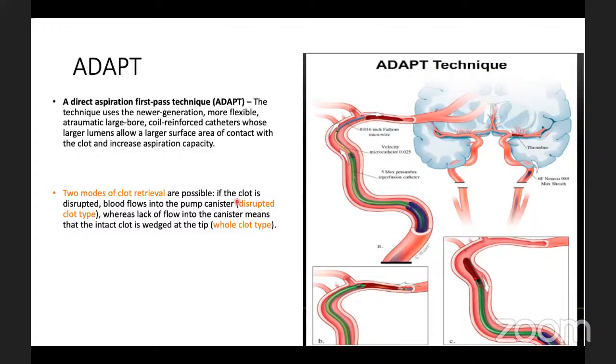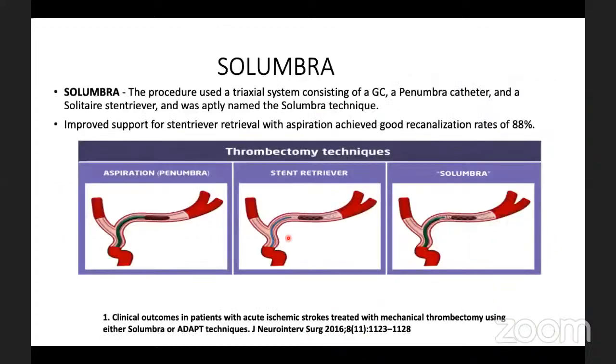So there are two mechanisms. One is the clot gets disrupted and is sucked out, or the whole clot can be sucked out and the whole clot gets corked in the distal end of the aspiration catheter.